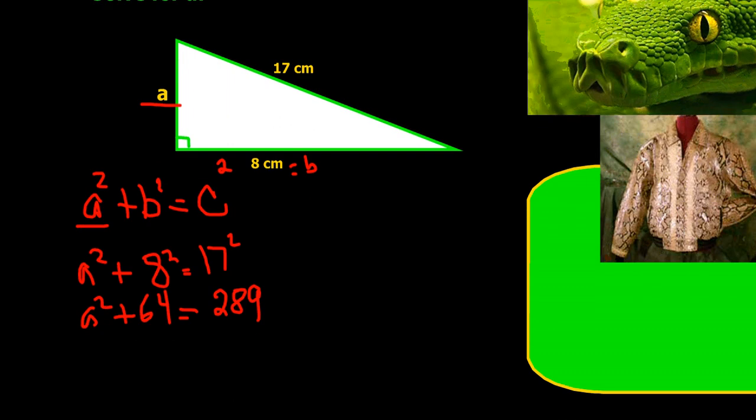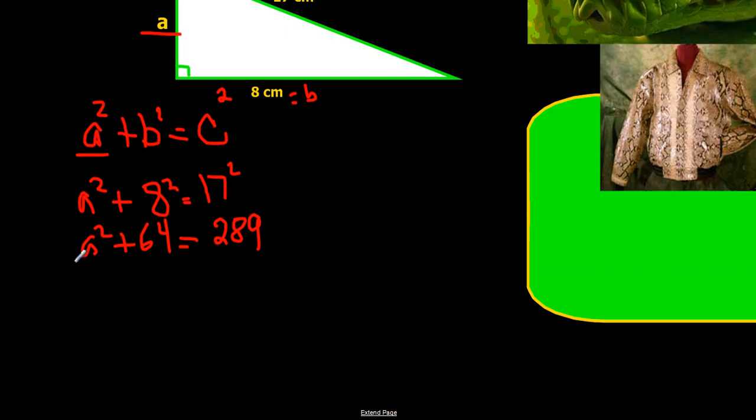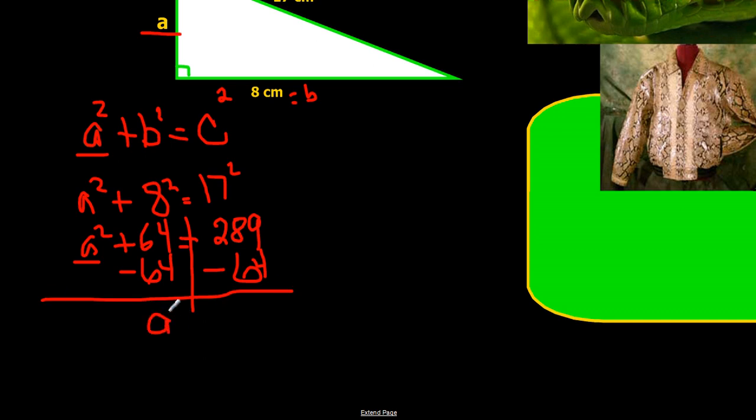Super. Now we are trying to solve the equation to get A all by itself. So we're going to start by subtracting the 64. Get that away since that's an easy step. We end up with A squared equals 289 minus 64. That's going to give us 225.